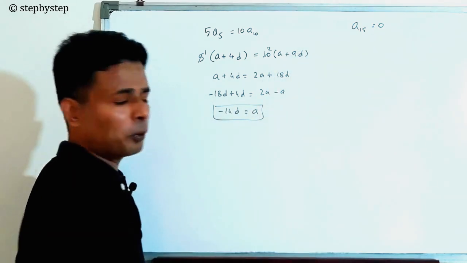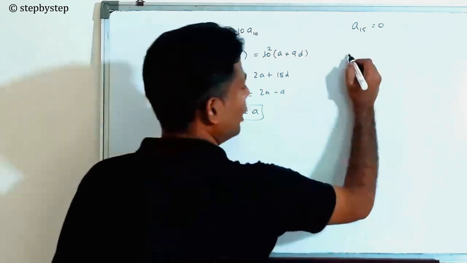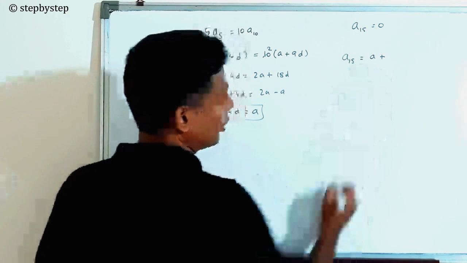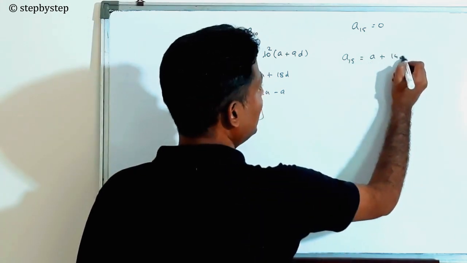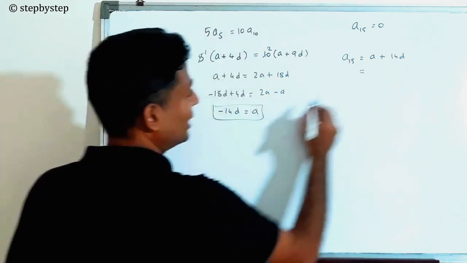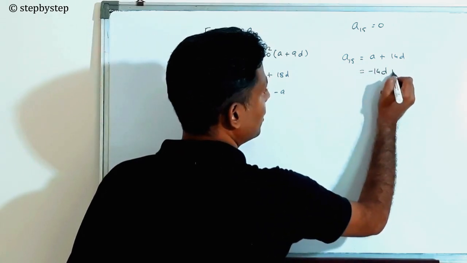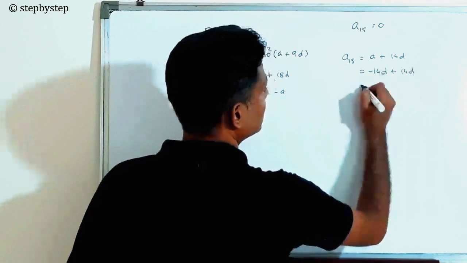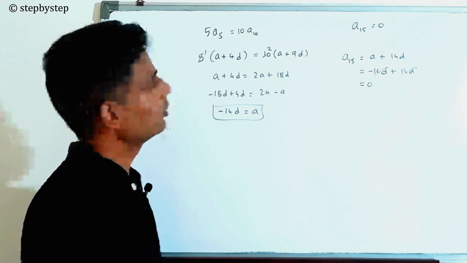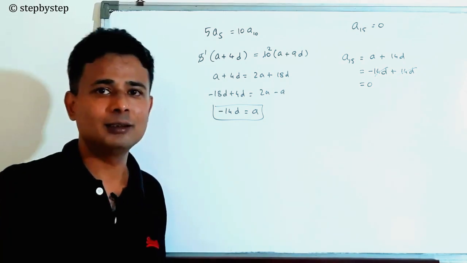Now they have asked us to prove the 15th term, so just find the 15th term, just apply the formula. A of 15 will be a plus 14d, n minus 1 will be 14. Now what do we know? A is minus 14d, so we'll substitute, plus 14d. So minus 14d plus 14d is 0. So we have proved the 15th term is 0.